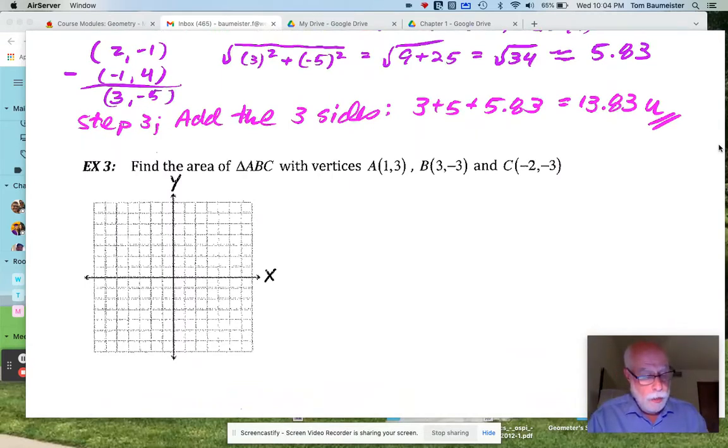All right, our next problem, again, we're going to kind of do the same thing. So find the area of triangle ABC with vertices at A at 1 and 3. So I'm going to go 1, 1, 2, 3. So there's A at 1 and 3. Also step 1, I'm drawing the triangle.